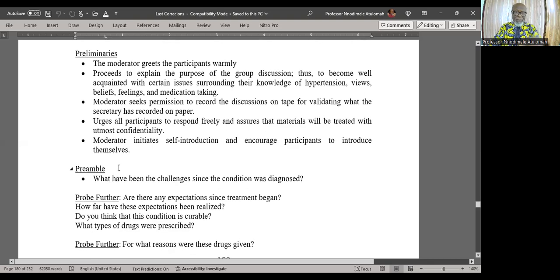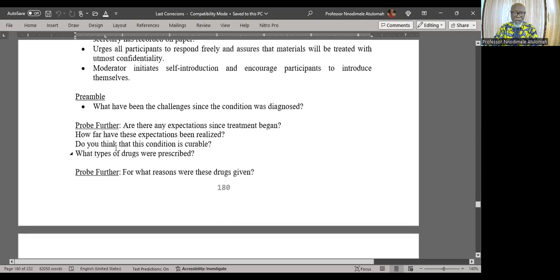All right, so that part, the preliminary, is gone. Now the moderator will come into the preamble. This is the preamble to open up that discussion. So the preamble includes what the moderator will now ask: what has been the challenges since the condition was diagnosed?